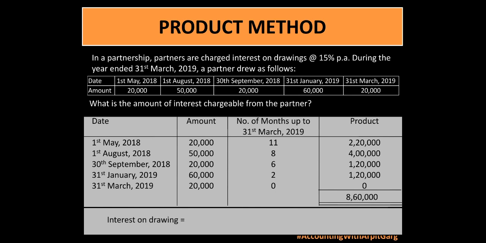Then calculate interest on drawing. So here the formula is total drawings, or we can say total product, here that is 8,60,000 into rate of interest 15% per annum into time. Calculated these according to months and we have multiplied, so here time will be 1 by 12. We will get the answer 10,750. It's the same as we got in the simple method.